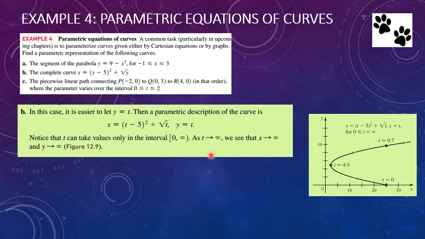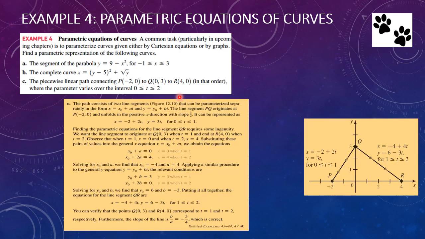The last case is a little bit more complicated. We have two lines that are connected through a piecewise linear path. So we go from point P to Q and from Q to R, where the parameter t varies from 0 to 2. So this path, as I just mentioned, consists of two line segments. We go from P to Q and from Q to R.